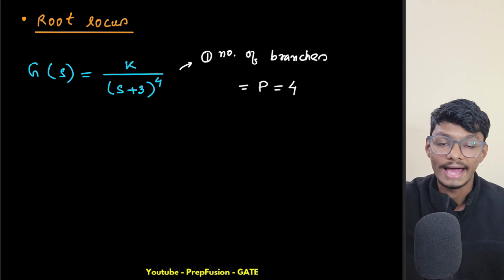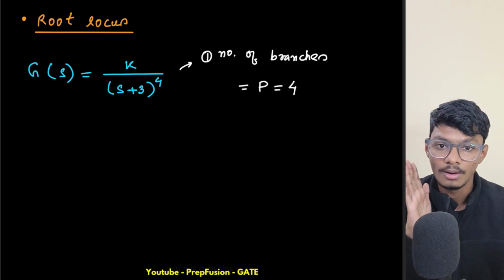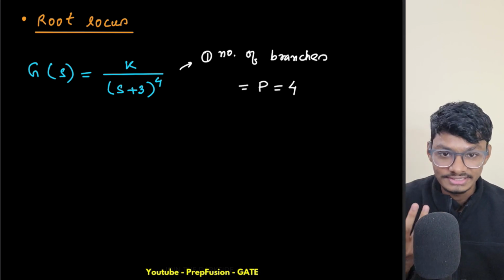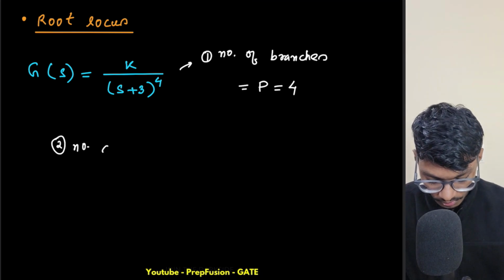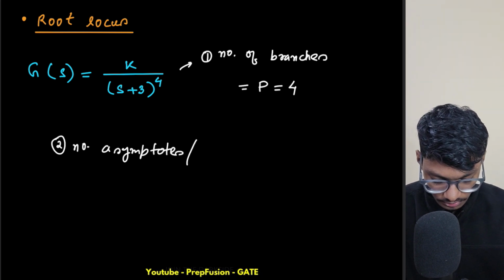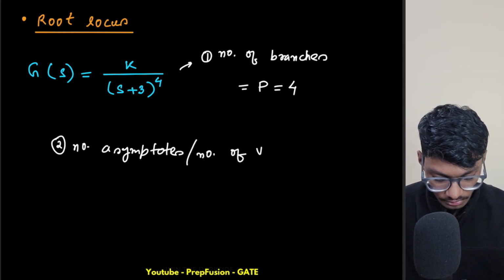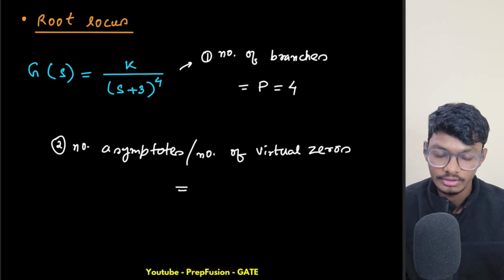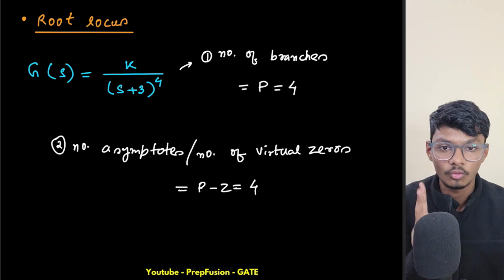Now how many asymptotes or virtual zeros do I have? The number of asymptotes or virtual zeros is basically P minus Z. So basically it is the number of zeros that are not present. I don't have any zeros, so I will have 4 virtual zeros. How many do I have? P minus Z, where Z equals 0, so it is simply 4. So I have 4 asymptotes.